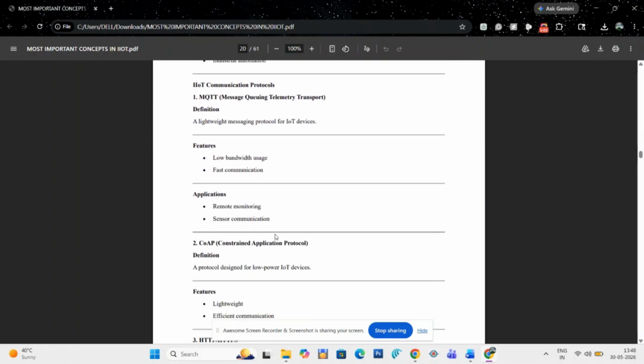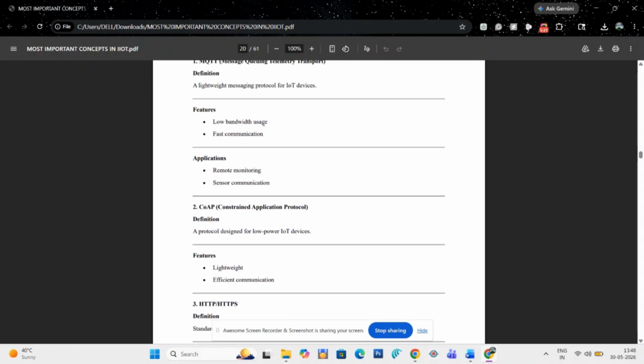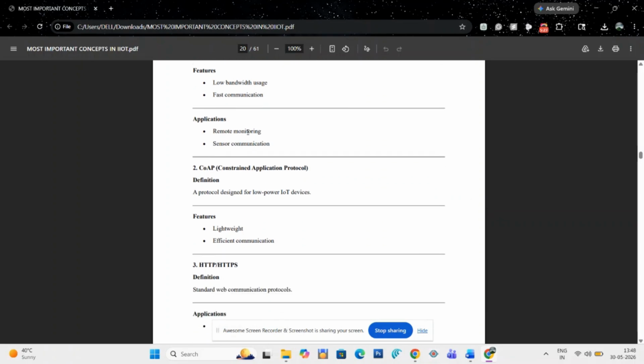So the next concept is IIoT communication protocols. Which protocols do we use in the Internet of Things? First is MQTT, Message Queuing Telemetry Transport. What is this? It is a lightweight messaging protocol for IoT devices. Its features are low bandwidth usage and fast communication. The applications of MQTT are remote monitoring and sensor communications.